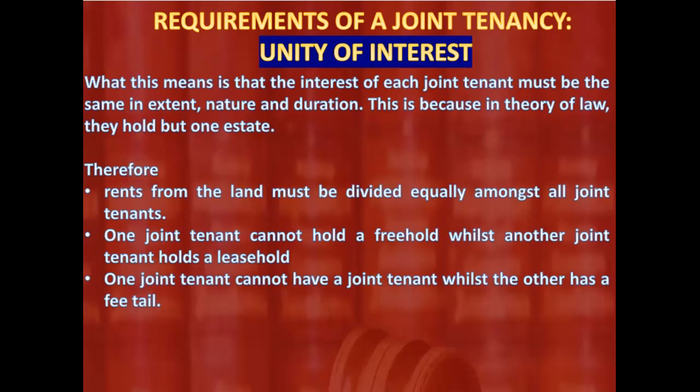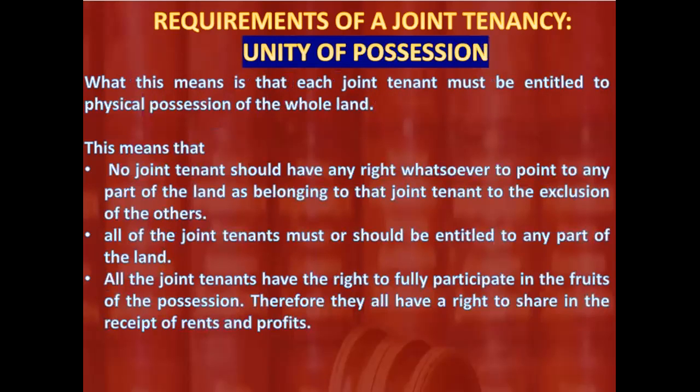Then we have the next requirement of a joint tenancy, which is unity of possession. What unity of possession means is that each joint tenant is entitled to physical possession of the whole land. What this means is that once a joint tenancy exists, there can be no physical division of the land. And there can also be no restriction on any joint tenant's use of any part of the land. Unity of possession means that all of the joint tenants should be entitled to any part of the land.